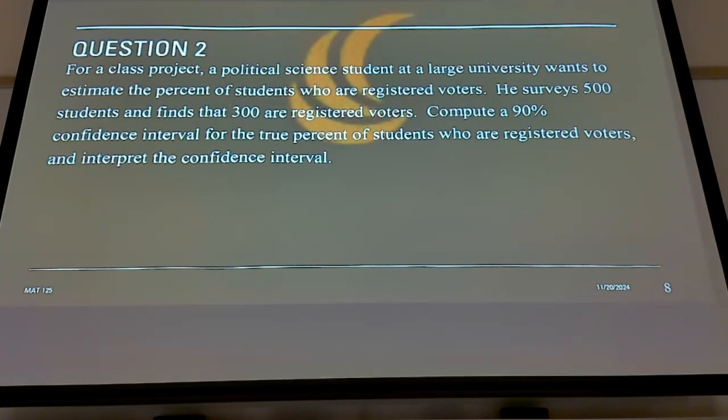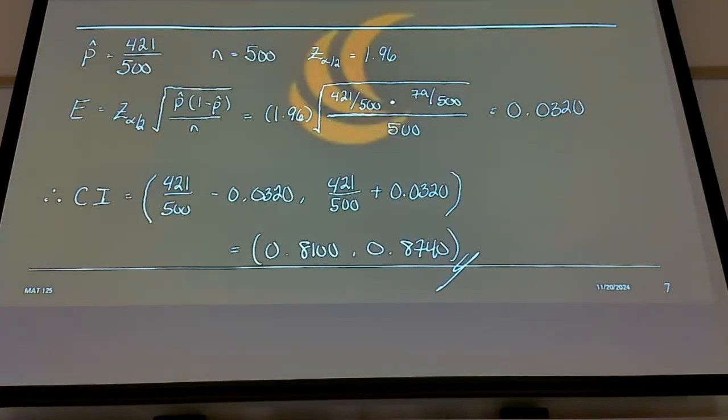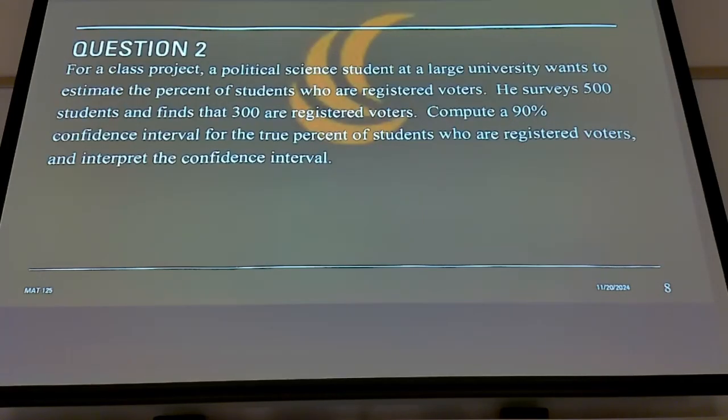I actually want to go back to this one real quick. So I'm going to check how to do it on the calculator. Good question. For the question after the one that we're doing now, multiply 500 by 20. Why is that? One of the conditions is your population is at least 20 times as large as your sample.